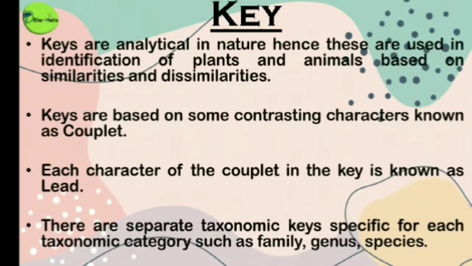Now the next one is taxonomical key. So the keys are analytical in nature. Hence, these are used in identification of plants and animals based on similarities and dissimilarities. The keys are based on some contrasting characters, which is known as couplet, and each character of the couplet in the key is known as lead. There are separate taxonomic keys specific for each taxonomic category, such as family, genus, species or kingdom, etc. Okay?